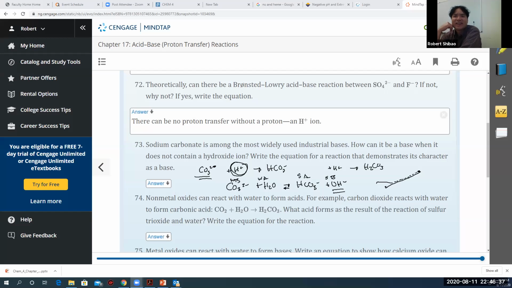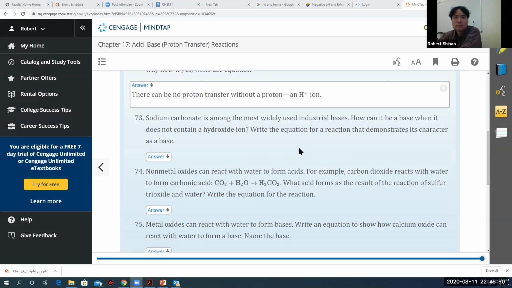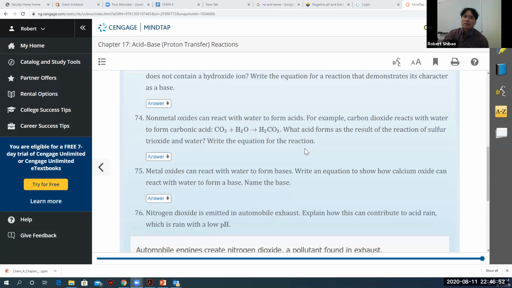Non-metal oxides can react with water to form acids. For example, carbon dioxide reacts with water to form carbonic acid. And so this is an example of a Lewis acid-base reaction, CO2 and water. It's a Lewis acid-base reaction.